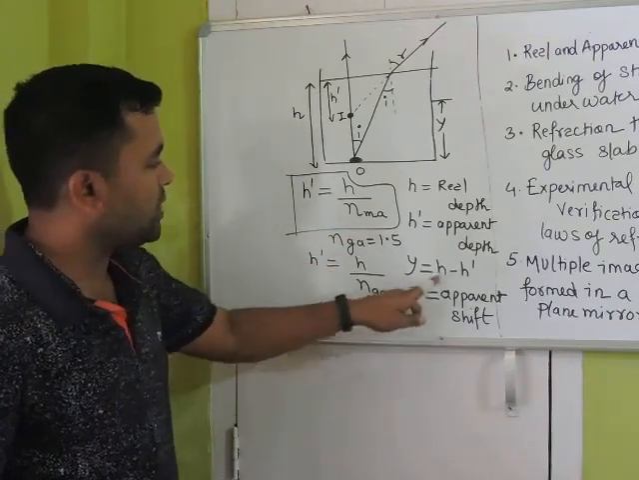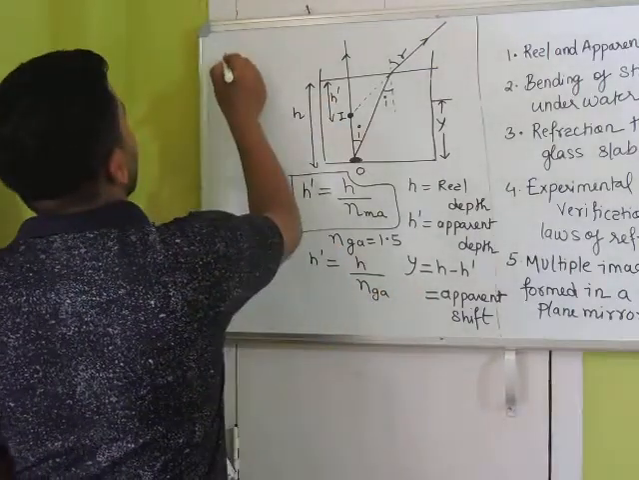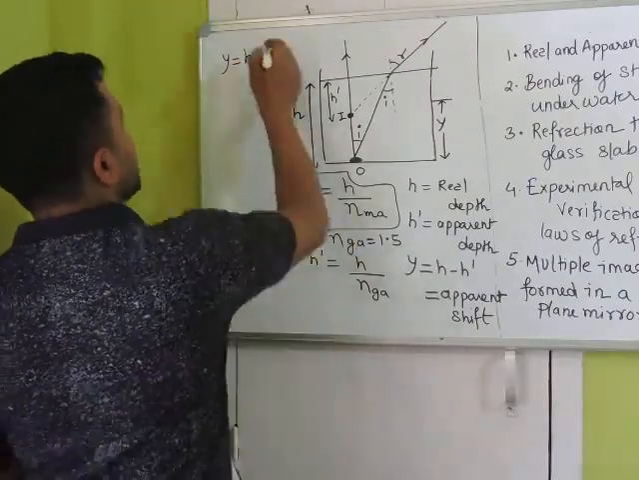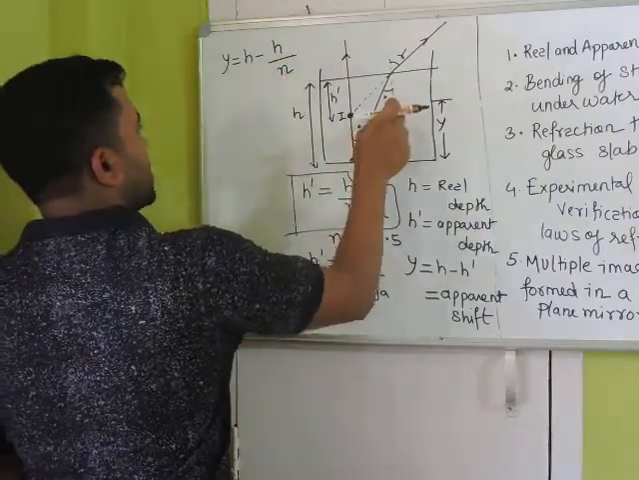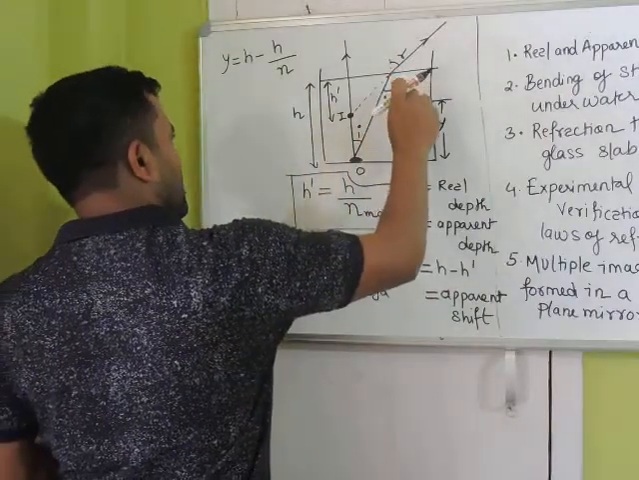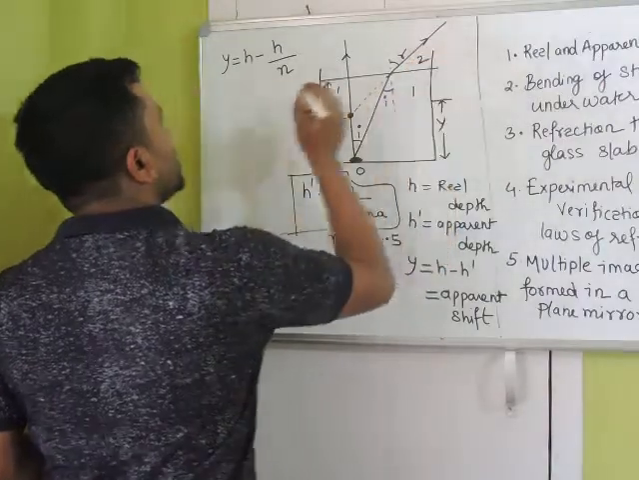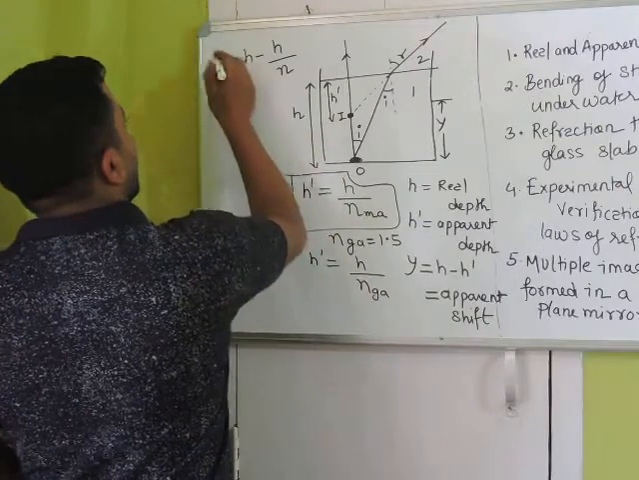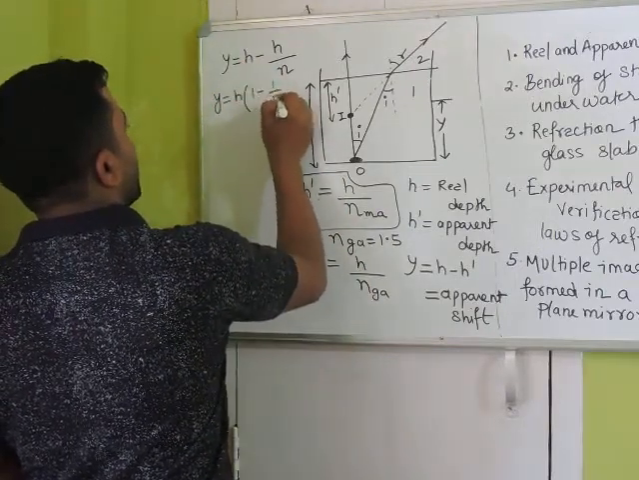Now this shift can also be written as y equal to h minus h prime, which is this. I am writing h by n. n is the refractive index of the second medium with respect to the first, the refractive index of the first medium from which light is going. So let me write 1, 2. Now y becomes h times 1 minus 1 by n.